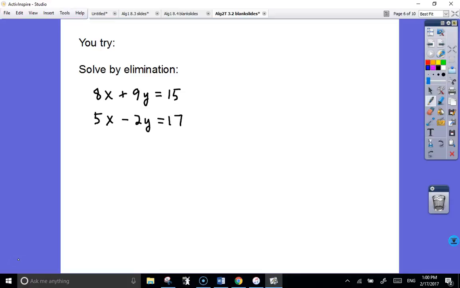Let's do the x's just for fun. Those that you did the x's, did you make them opposites or just equal and then subtract? Equal and then subtract. So that's easy multiplication. We'll do this one by 5 and this one by 8. And we're going to get 40x plus 45y equals 75.